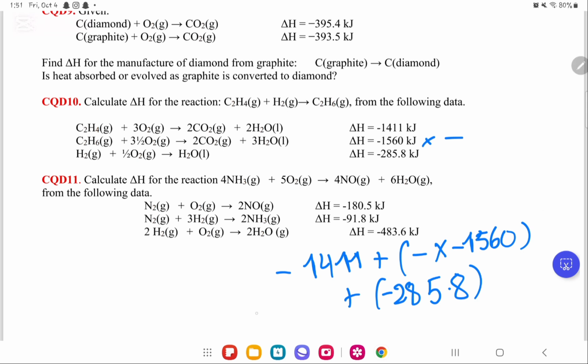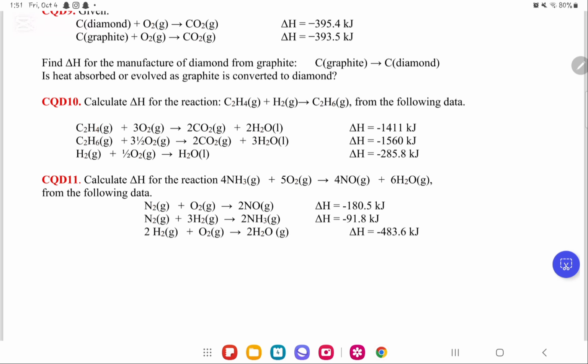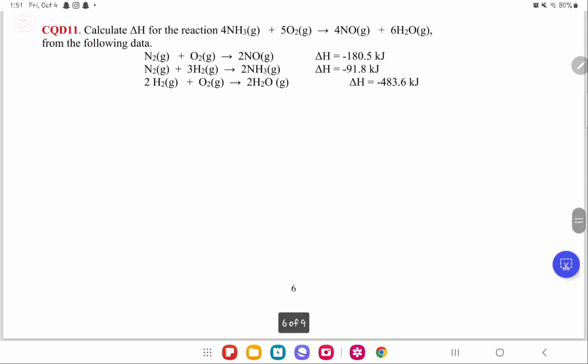So then we are gonna get negative 136.8, and if you round it, it's gonna be negative 137. That's it for question number 10.